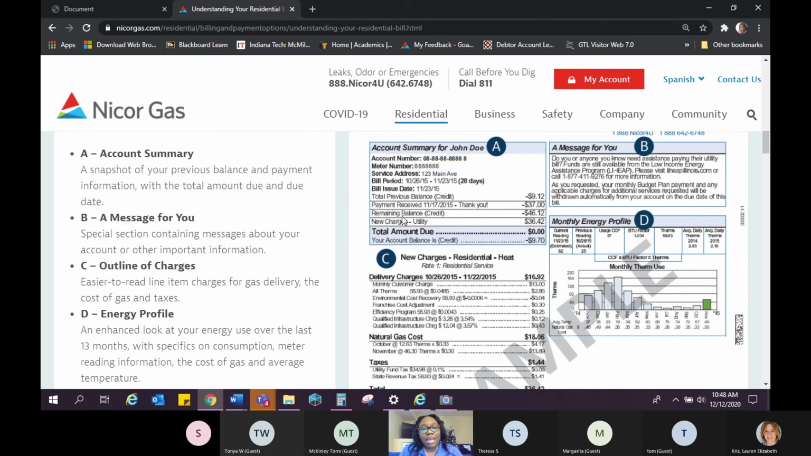And then if they have a remaining balance, that'll be here. For this one, there's a credit. So although they paid $37, they didn't owe $37. So now they have a credit of $46.12. And then after the remaining balance, what comes after is going to be any new charges. Whenever you see utility, that's just going to be what NICRA gas is charging you. So new charges for this month are $36.42. Now, as far as the total amount due, as you see, they didn't owe anything. It is zero. And then once we subtracted their new charge from their credit balance, they still have a credit of $9.70.